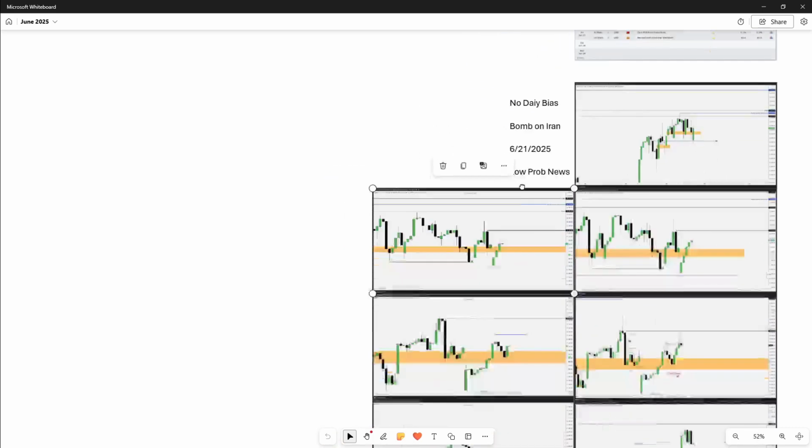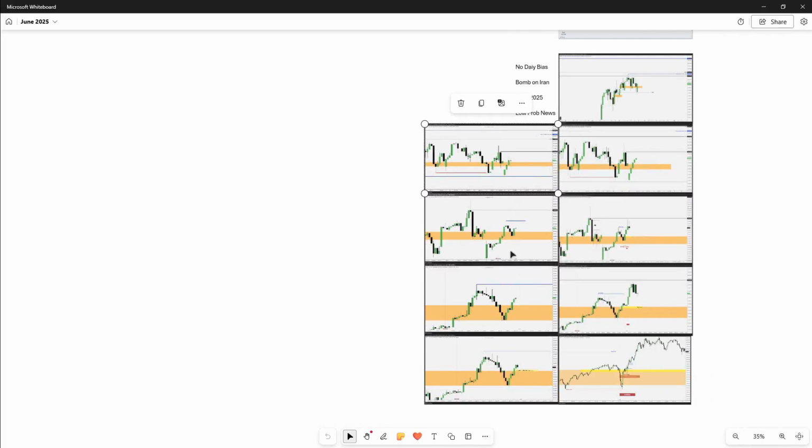So we're going to go over, basically, the left side right here. This is before the session. This is after the session, the right side.